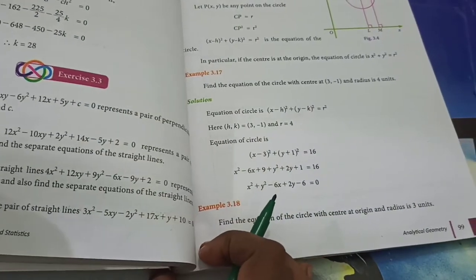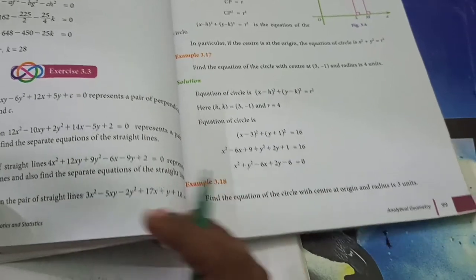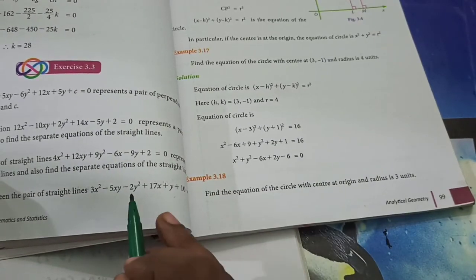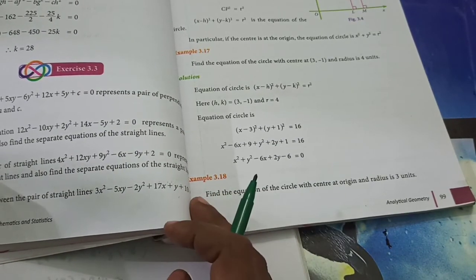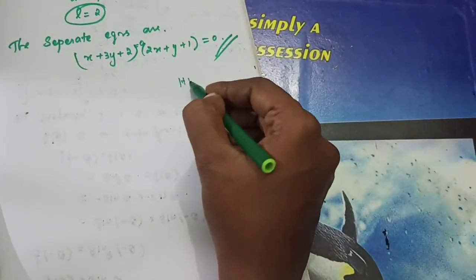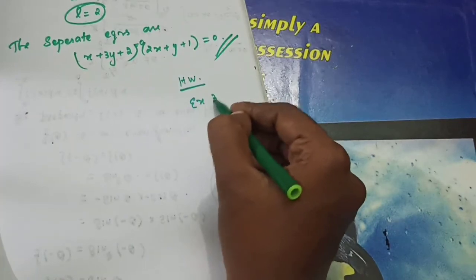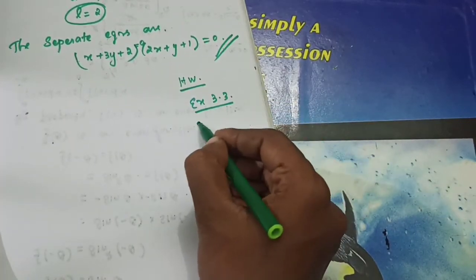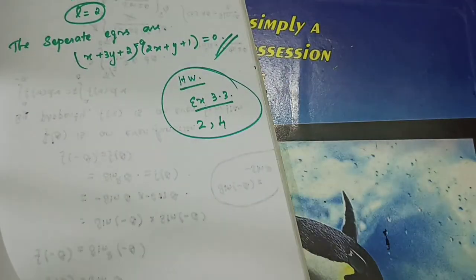Then problem number 4 is homework: find the angle between the pair of straight lines. What will you do? Compare with the standard equation, find out f, g, h, everything. Afterwards, theta is equal to tan inverse of, use that formula. So homework is exercise 3.3, problem numbers 2 and 4. These 2 problems are homework.